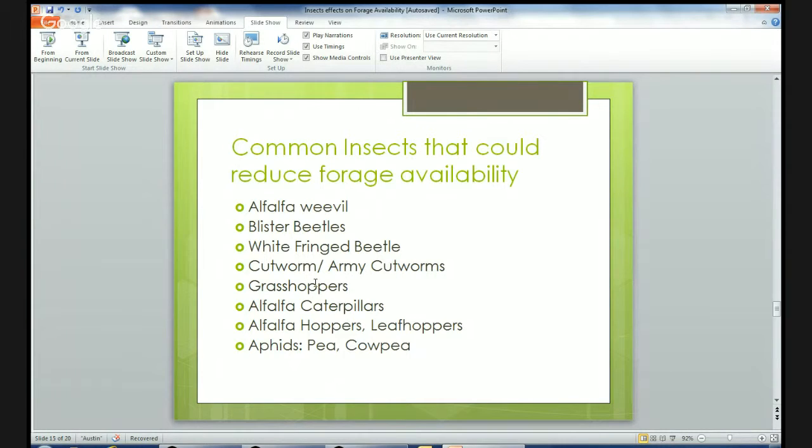I don't know where you're at, but around here, alfalfa is a huge part of our forage. So I looked at some things that like to eat alfalfa and be in direct competition with your livestock. Alfalfa weevil, blister beetles, which are some pretty nasty things I did not know about. White fringed beetles, army cutworms, grasshoppers, alfalfa caterpillars, alfalfa hoppers or leaf hoppers, and aphids.